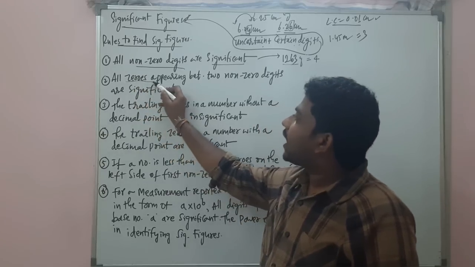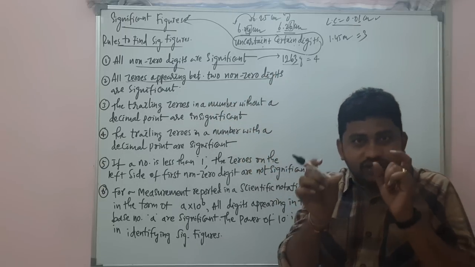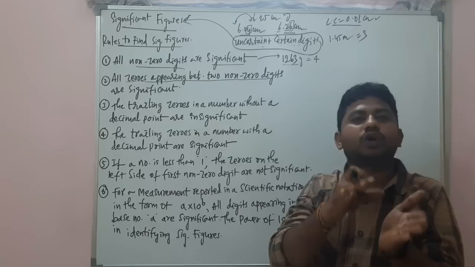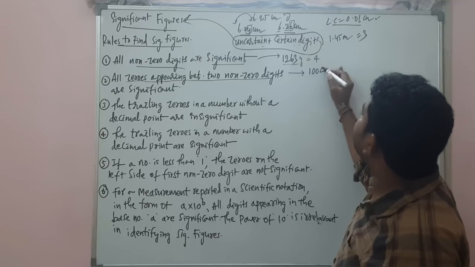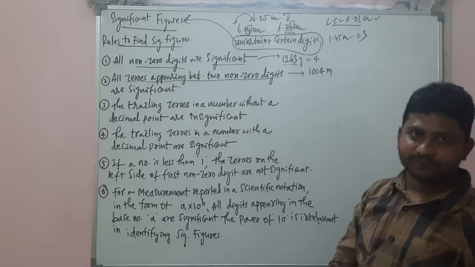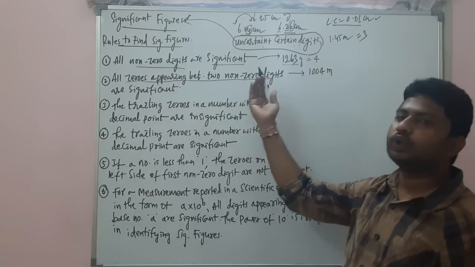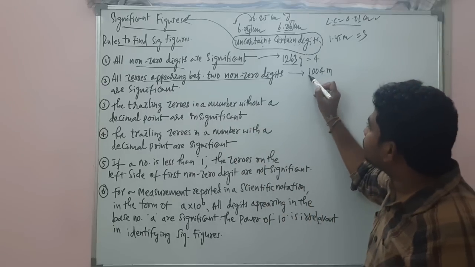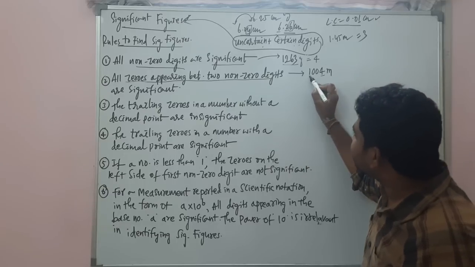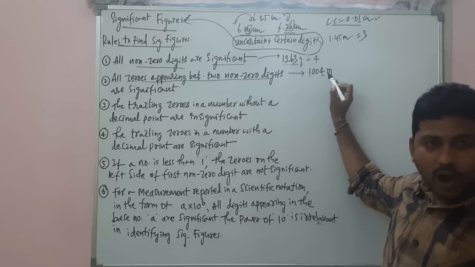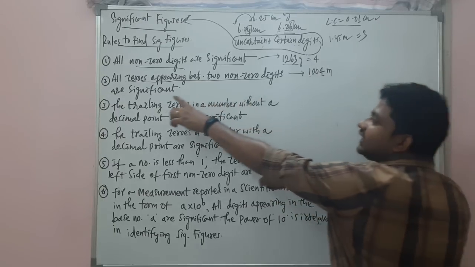Number 2. All zeros appearing between two non-zero digits. So let me give the example of 1004 meters. Carefully see. All zeros appearing between two non-zero digits. This is a non-zero digit and this is also a non-zero digit. Yes or no? All zeros appearing between two non-zero digits are significant.